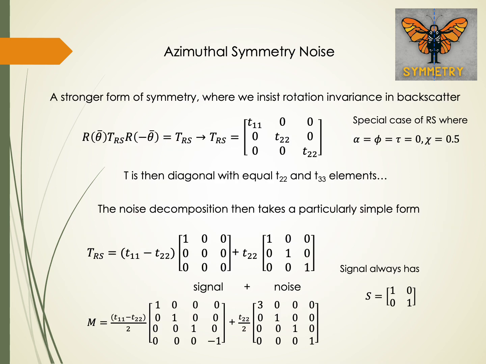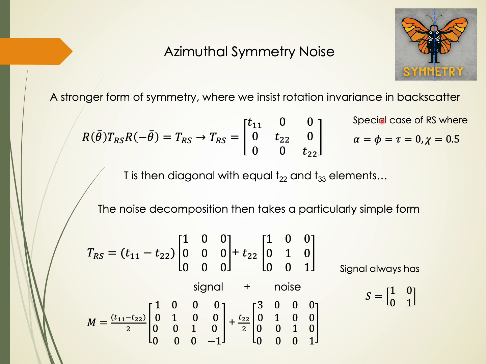So here's the strongest form of symmetry used in radar, where we insist on rotation invariance in backscatter. That is, when we operate on this depolarizer-zap combination with a rotation matrix, it doesn't change, just like our circle doesn't change when we rotate it. So we insist on that. And the only way we can satisfy this constraint is that the depolarizer must now be diagonal like this. Not only is it diagonal, so we've lost all information about the phase, but these two elements must be the same as well. So it's only got 2 degrees of freedom, T11 and T22.